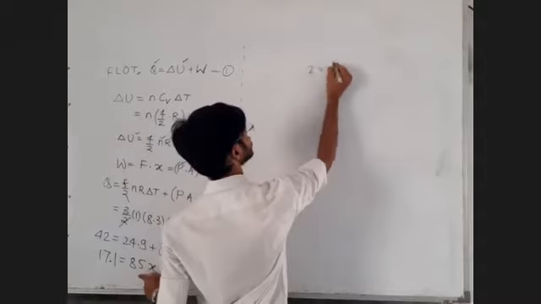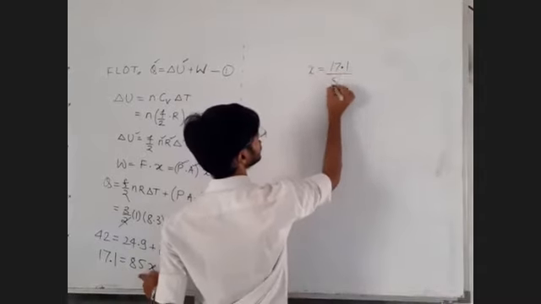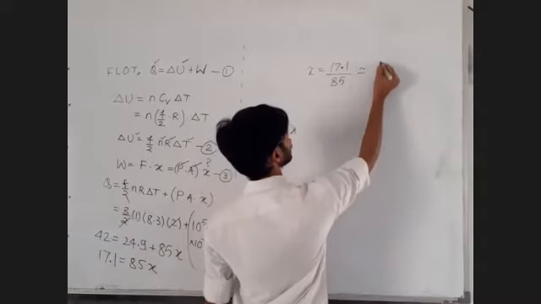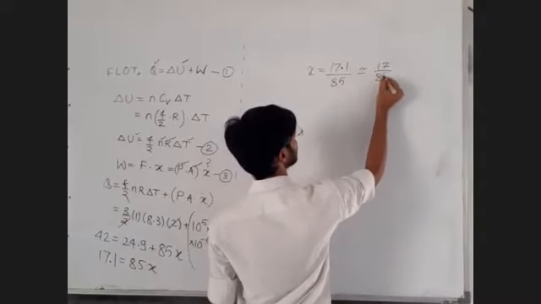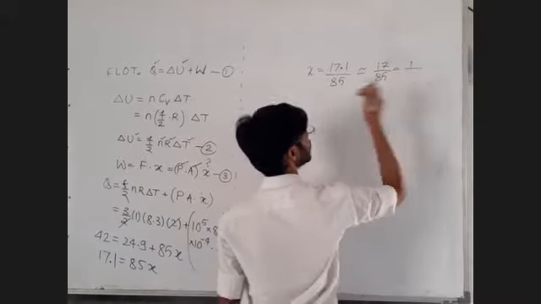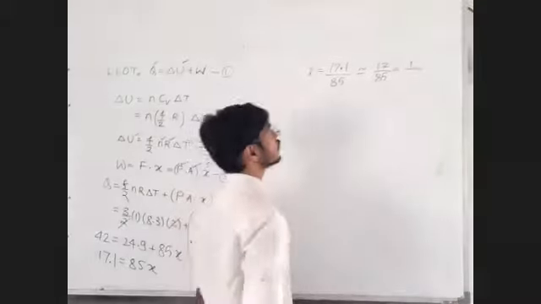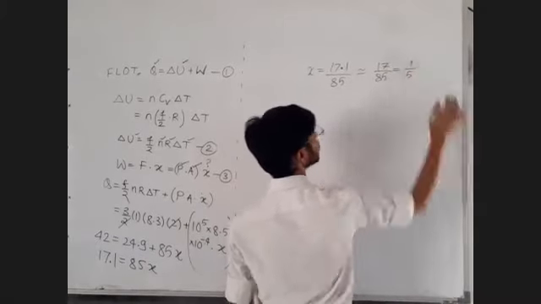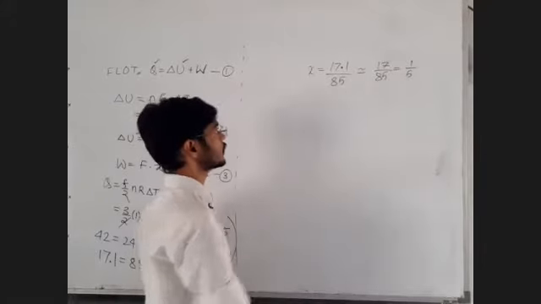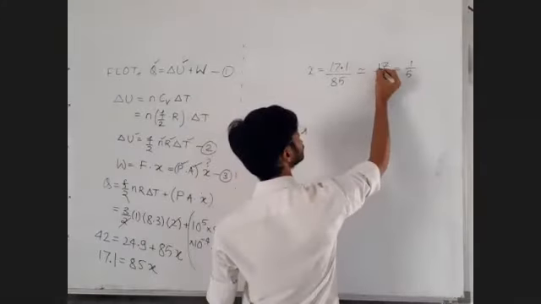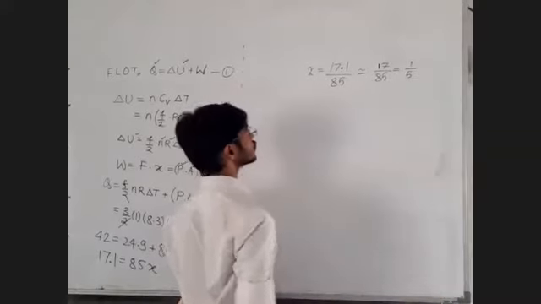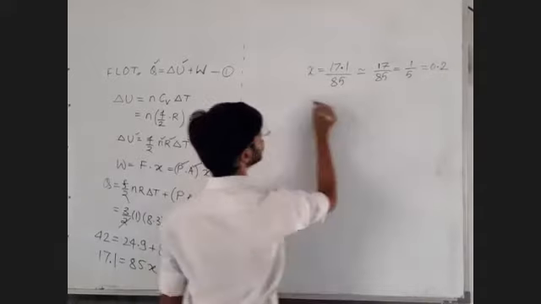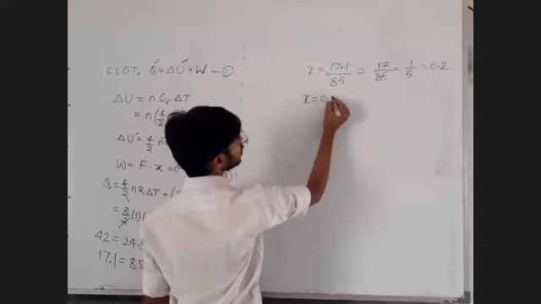So sir, value of x is 17.1 divided by 85. Sir, we will approximate this with 17 divided by 85. 17 ones are 17 and 17 fives are 85. So that will give 1.1 upon 5. 1 upon 5 is 0.2. So sir, value of x is equal to 0.2 meter.